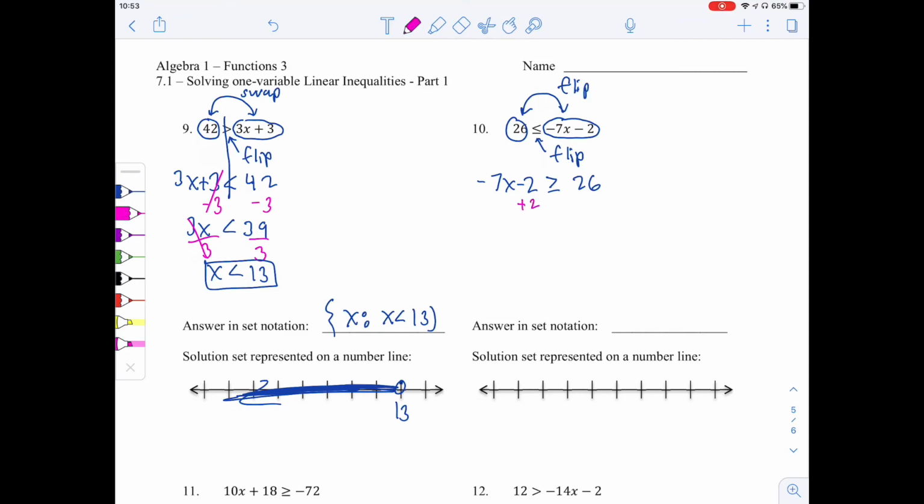So we're going to add 2 to both sides. We have negative 7x greater or equal to 28. And then we divide by the coefficient, negative 7. Remember, when we divide by a negative, we have to flip our sign again. So x is now less than or equal to 28 divided by negative 7, negative 4. Right, so we have to flip this again.